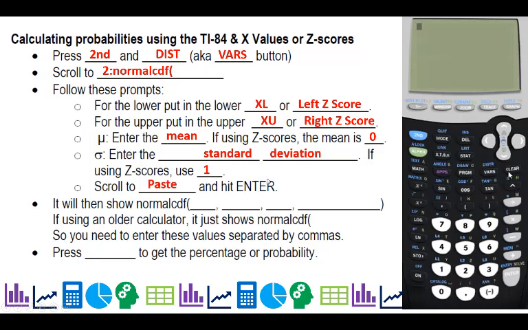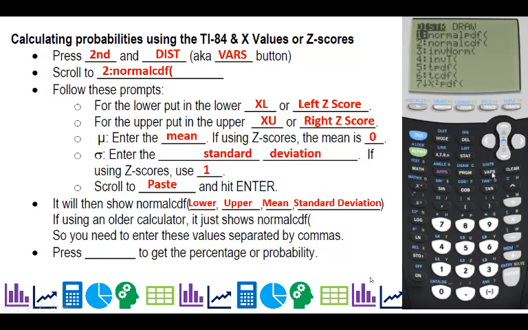Scroll to paste and hit enter, and then it's going to show you the normal CDF with your lower value, your upper, your mean, and your standard deviation. And I'll go ahead and hit it now. So here you can see second distribution. Go to 2, normal CDF. You can hit 2 to go faster. And I'm going to put in the values that are currently on this part of the notes, which is 1.2 and 2.5. Both of these are z-scores, so I'm going to leave the mean at 0 and sigma at 1. And then hit paste and enter, and there's your value.